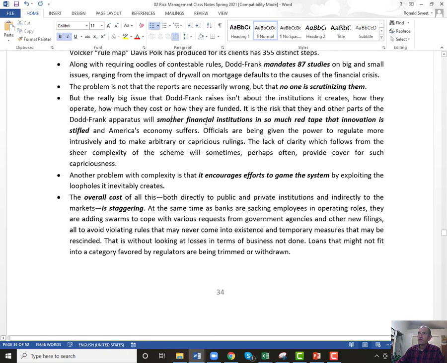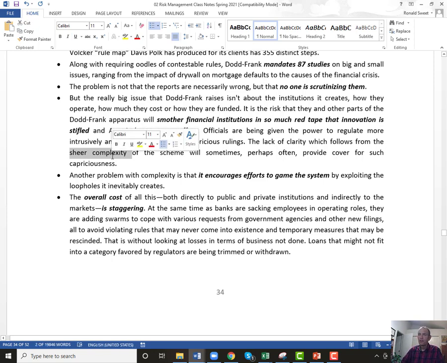It's going to smother financial institutions in a bunch of red tape. It's going to stifle innovation, except for the one innovation it will not stifle, which is the innovation on how to get around bank regulations. That's one thing the big money center banks are really good at, doing exactly what they want to do while meeting the letter of the law. So it's just overcomplex.